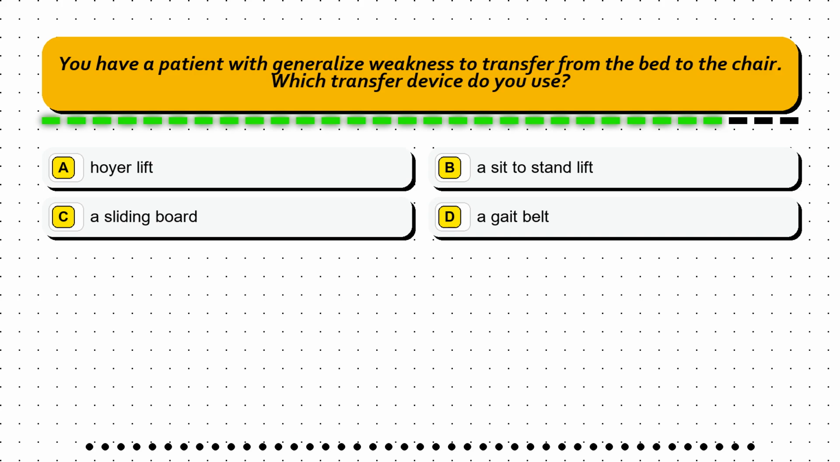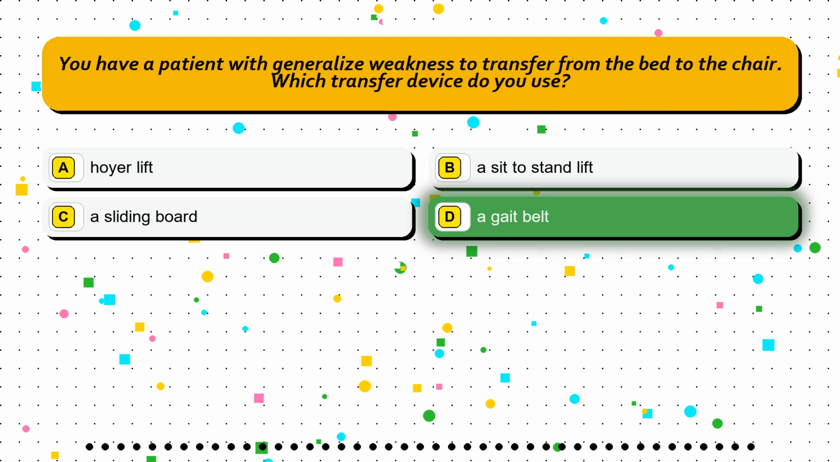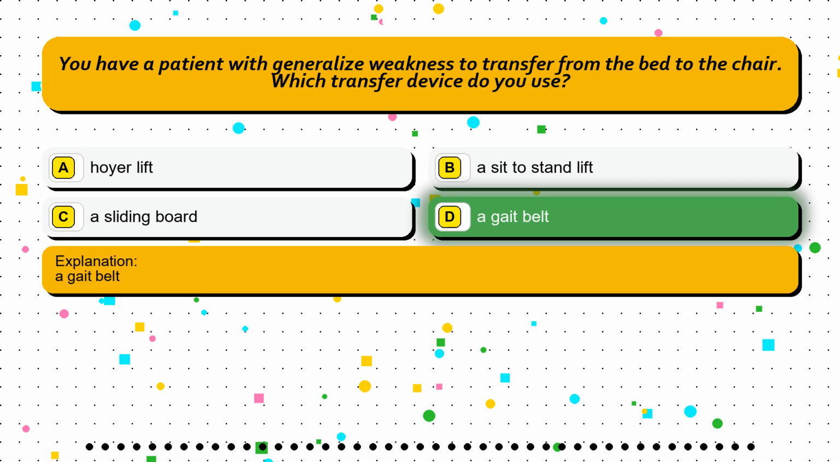Question 20. You have a patient with generalized weakness to transfer from the bed to the chair. Which transfer device do you use? Option A, Hoyer lift. Option B, the sit to stand lift. Option C, a sliding board. Option D, a gait belt. The correct answer is option D, a gait belt.